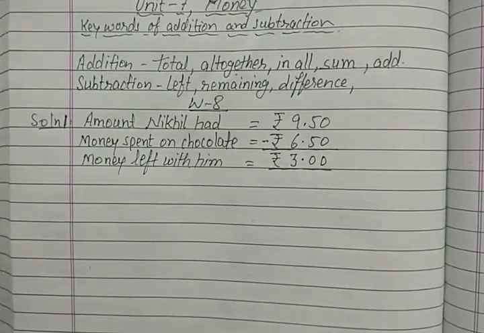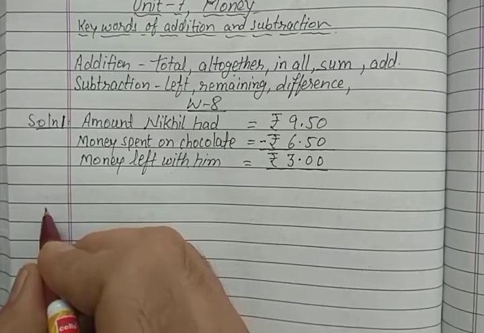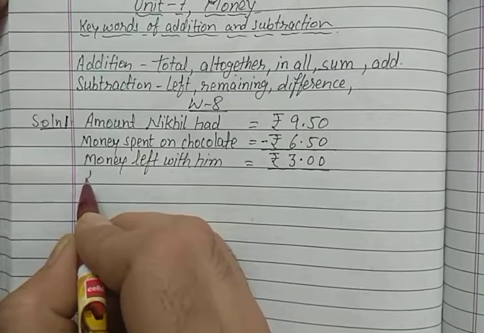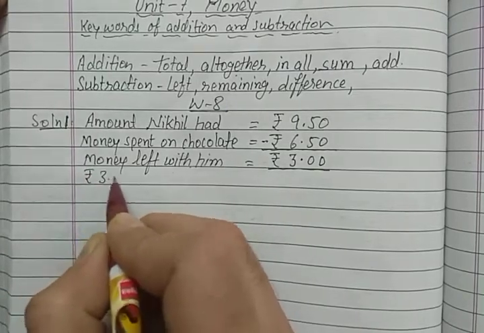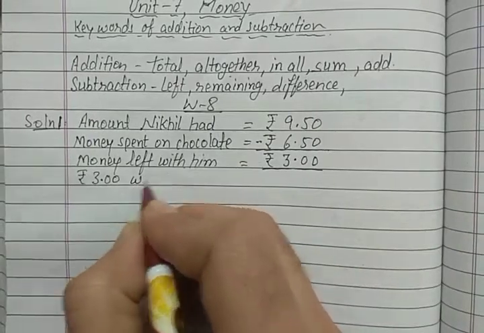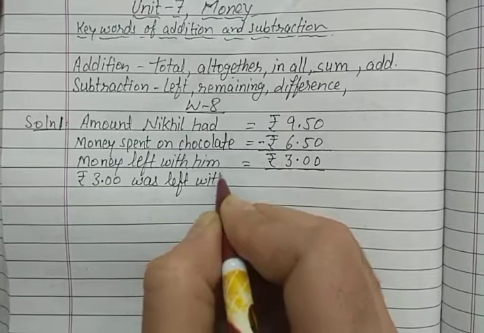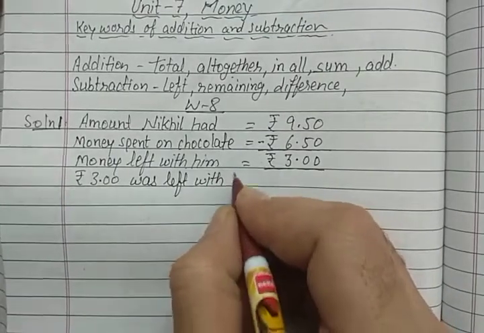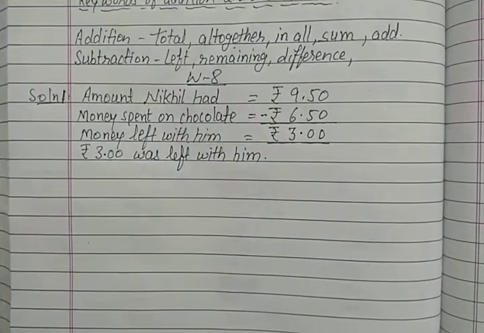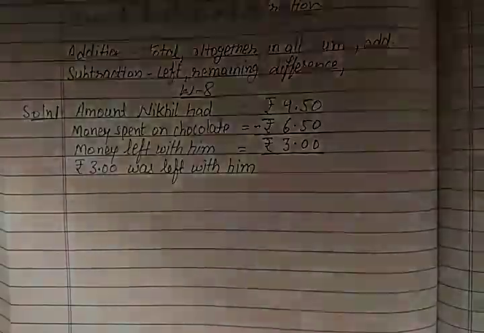So how much money is left with him? 3 rupees is left with Nikhil, right? So rupees 3 was left with him or Nikhil. You can write anything. So in this way we can solve these word problems. Now the next question.